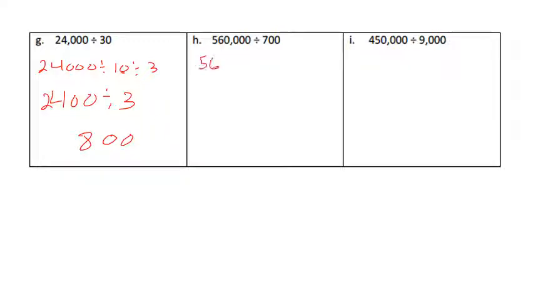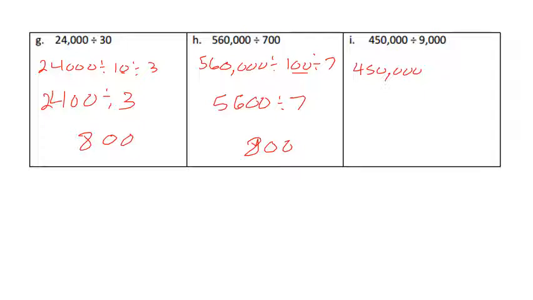Our next one is 560,000 divided by, decoding 700 would be 100 divided by 7. We're going to lose 2 place values, so we're going to end up with 5,600 divided by 7. 56 divided by 7 is 8, so 5,600 divided by 7 would be 800. And on I, we have 450,000 divided by 1,000 divided by 9. We're going to lose 3 place values, so we end up with 450 divided by 9. 45 divided by 9 would be 5, but it's 450 divided by 9, so it's going to be 50.